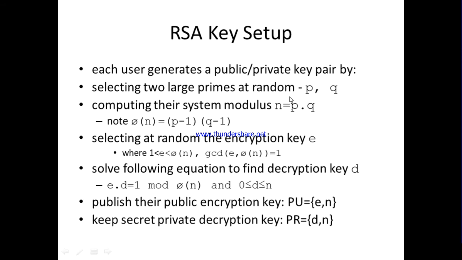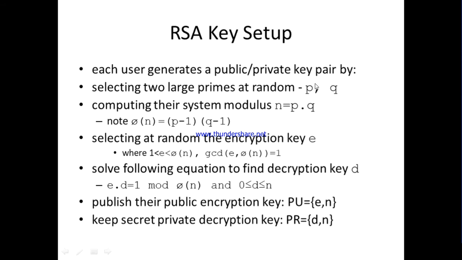Then we compute phi of n. How is phi of n computed? It is (P minus 1) into (Q minus 1). These steps are very important. To generate the public and private keys in RSA, first choose two large prime numbers, P and Q. Then compute n equals P into Q.